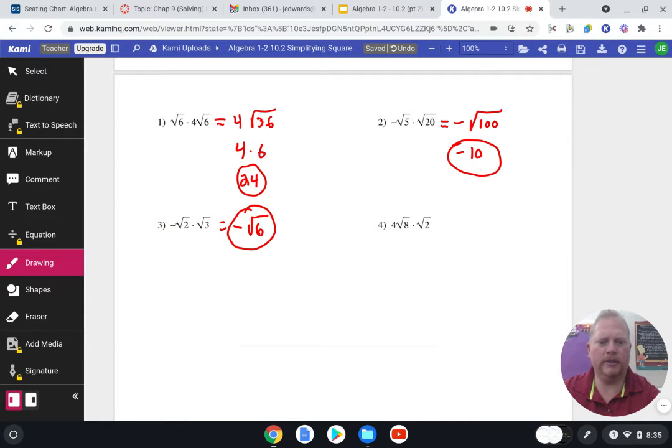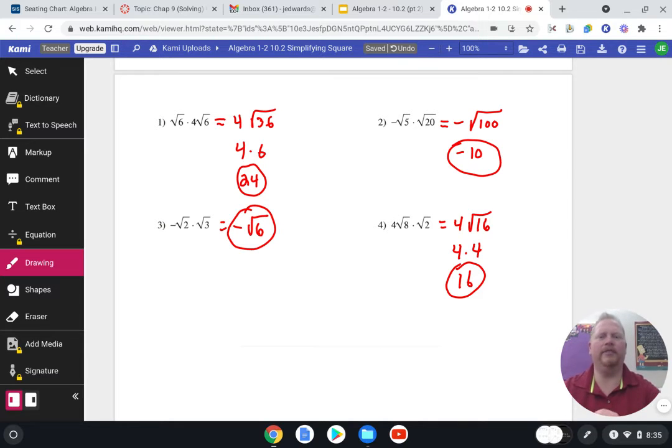Last question. That 4 stays on the outside. Square root of 8 times the square root of 2, that's going to make the square root of 16. And square root of 16 is 4. So it boils down to 4 times 4, which is 16.